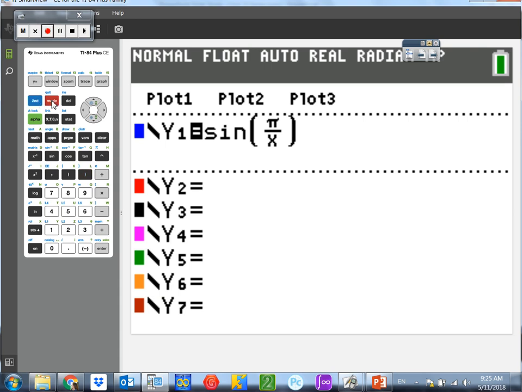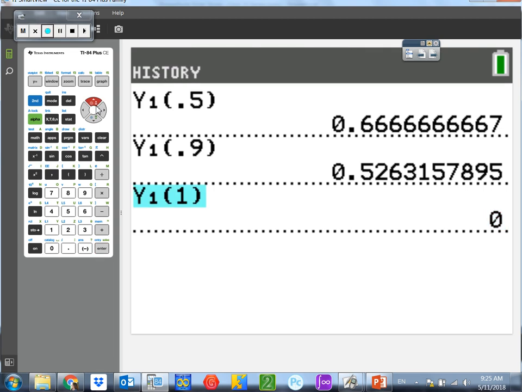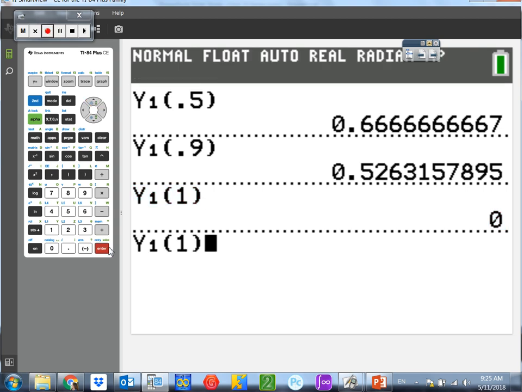Okay, so let's go to our blank screen and, you know, I changed what was in Y1, but I can still use that notation. It's going to pull what now is currently in Y1. And so they want us to do Y1 of 1. And that is 0. Okay. Alright, let's go up and pull this down again. So now Y1 of 1/2. So 0.5.